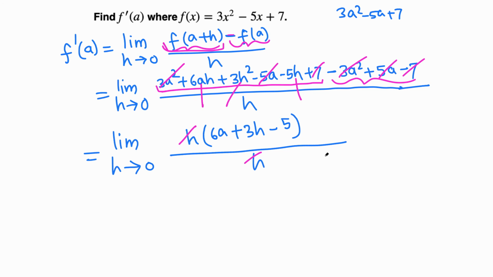H is gone. Now all we do is plug in h equals 0. So this is 6a plus 3 times 0, which is 0, minus 5. That is 6a minus 5. Okay, final.